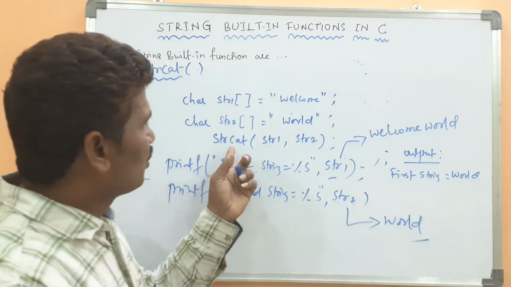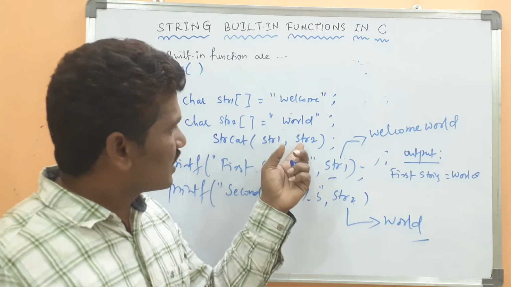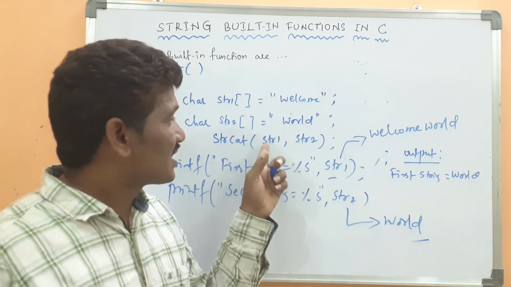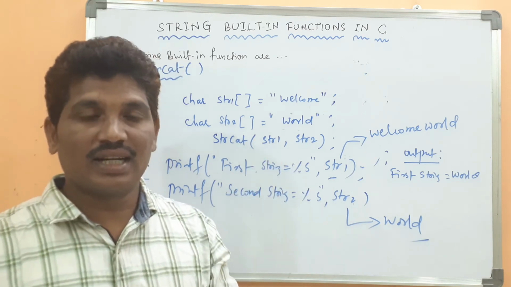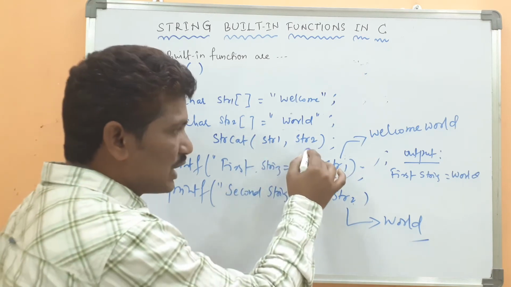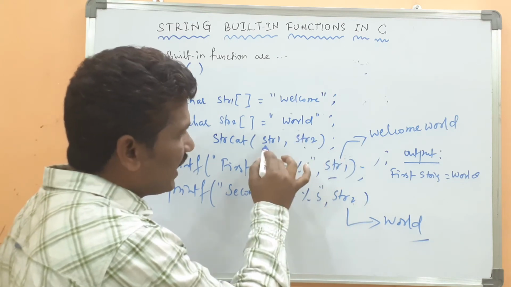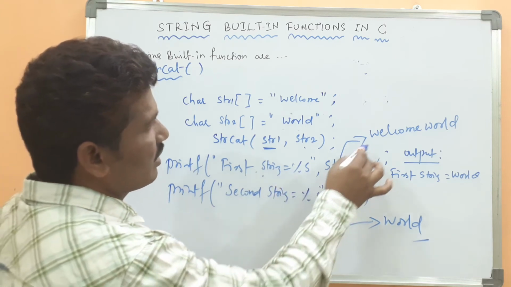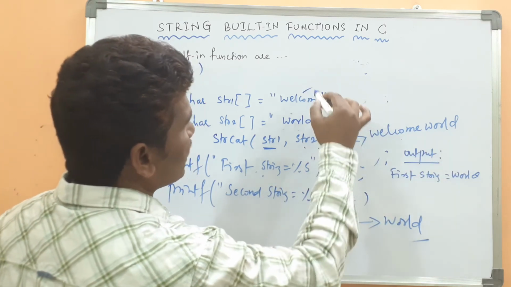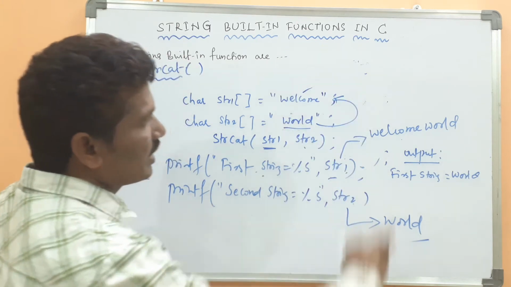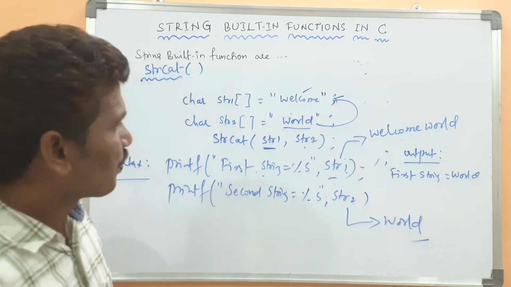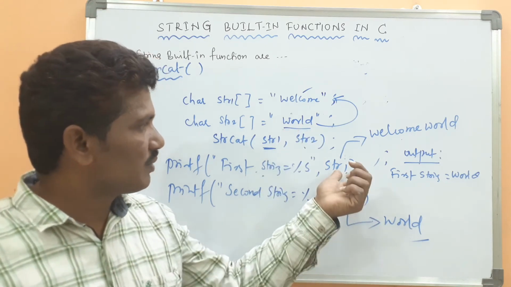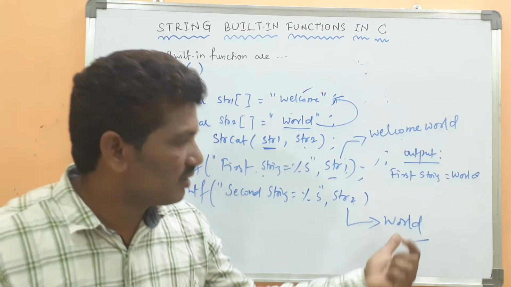Because we are using the string concatenation function, string 2 is appended at the end of string 1, not appended at the end of string 2. Please listen. String 2 is appended at the end of string 1. That's why the first string is welcome world. The second string, as usual, holds only world. The first output is welcome world, the second one is world.